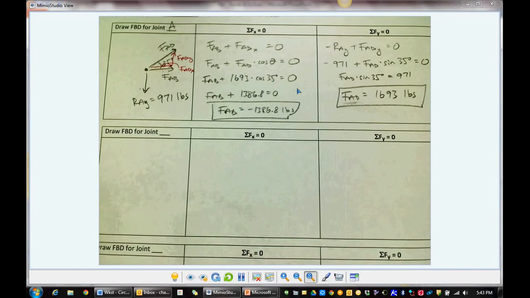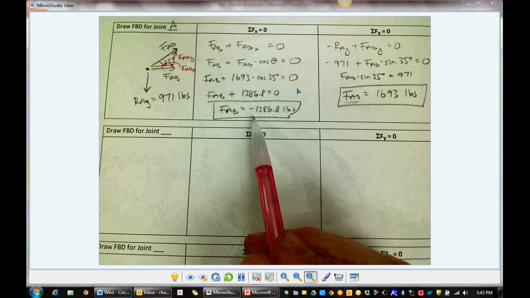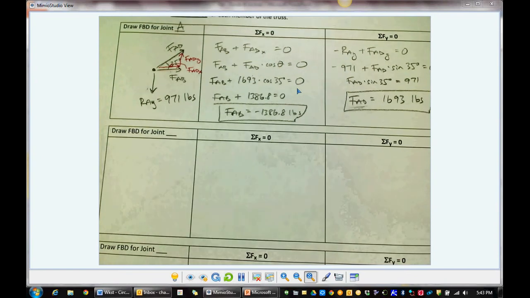I've found that when people try to change it mid-problem, they end up forgetting to change something else, and they get sign errors all over the place. So we're just going to keep it like it is. We're going to assume tension for every single member, and we're going to roll with FAB being a negative number. I will make that final change at the very end when I redraw the final truss.